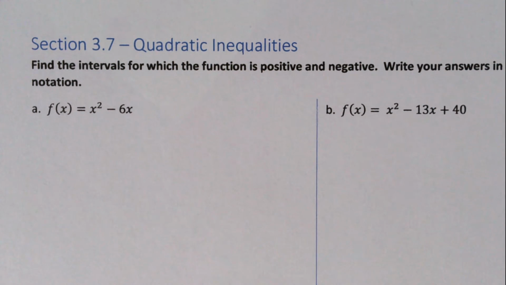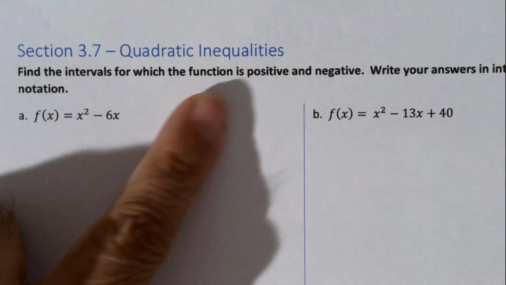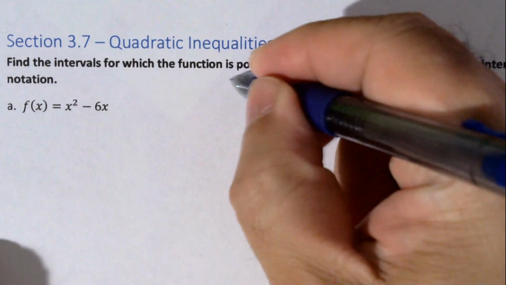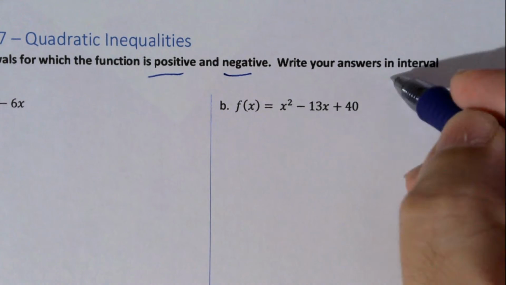3.7 quadratic inequalities. All we want to know is when the function is positive and negative. We're only looking for positive and negative. We're not comparing it to anything else. I want to know when the quadratic has a positive value and a negative value. And we're going to write our answers in interval notation.